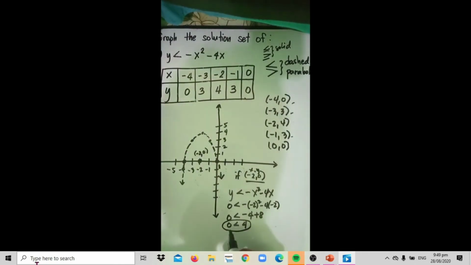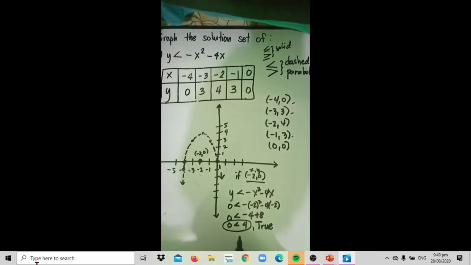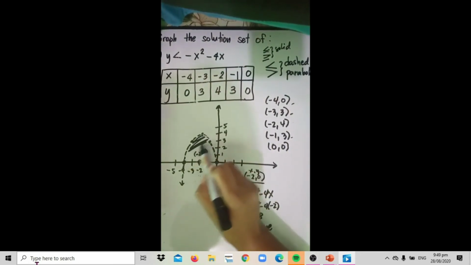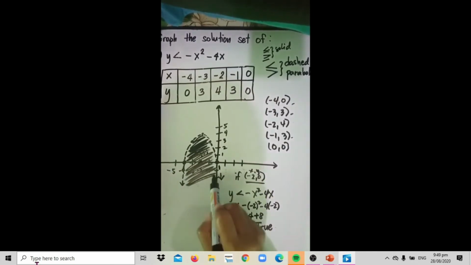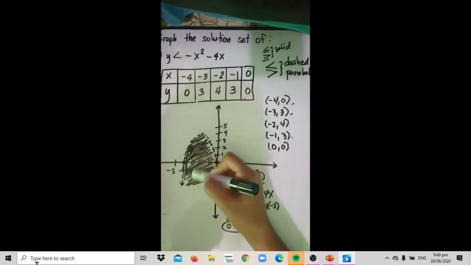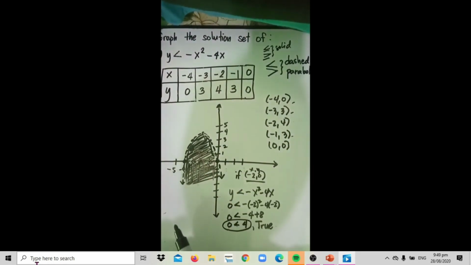Yes, it is true because 0 is less than 4. So, since this is a true mathematical statement or true quadratic inequality, ibig sabihin, isi-shade natin itong region na to, kasi dito galing yung point na kinuha natin as our test point. So, this means isi-shade natin yan. This will be our shaded region. Ibig sabihin, yung shaded region, that is the solution set of our quadratic inequality. This is the graph of our quadratic inequality.